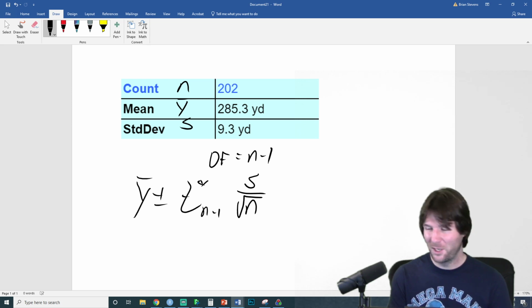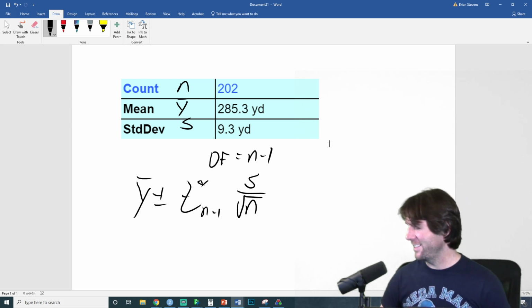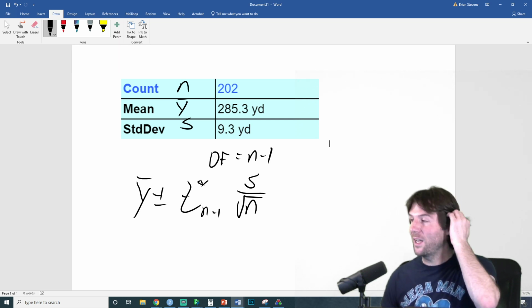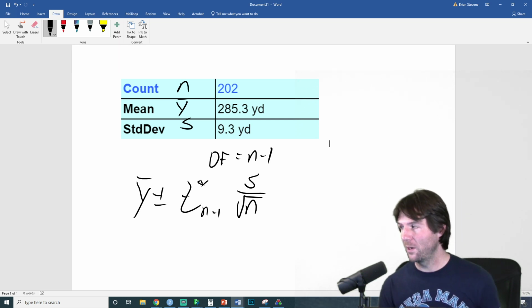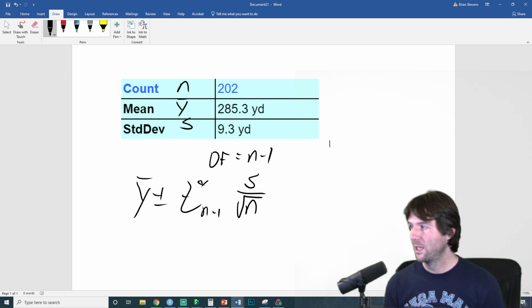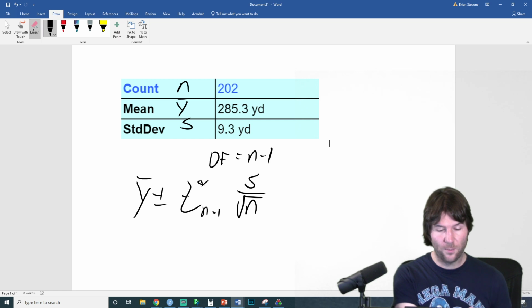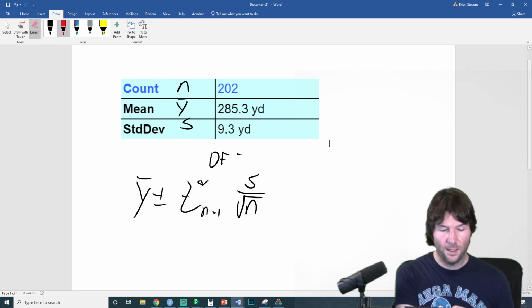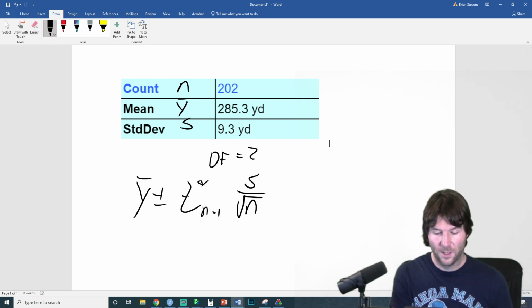That was our fun here. We've been going for a while under the light, so I was like, let's do a quick speed run of this. So we've got everything identified in this problem so far, except for the t star with n minus 1 degrees of freedom. We do know that the degrees of freedom are going to be 201, and these are a lot of degrees of freedom.